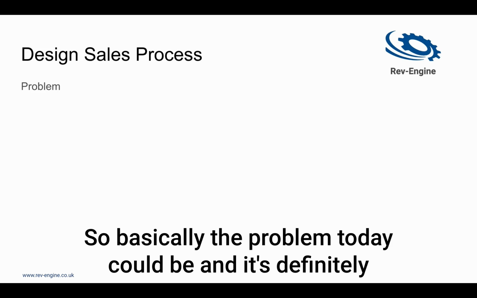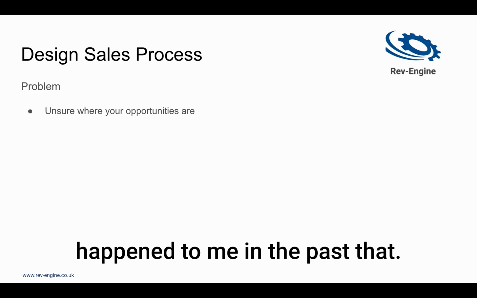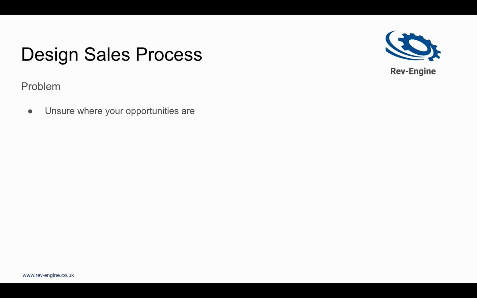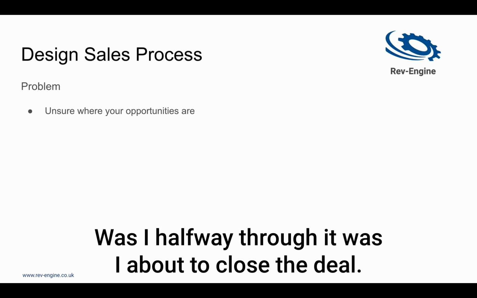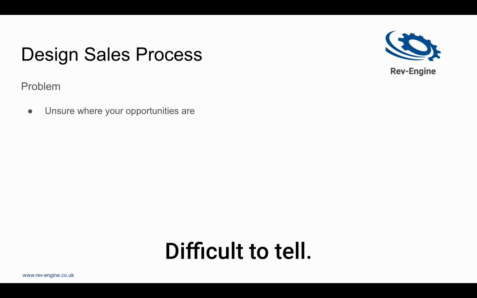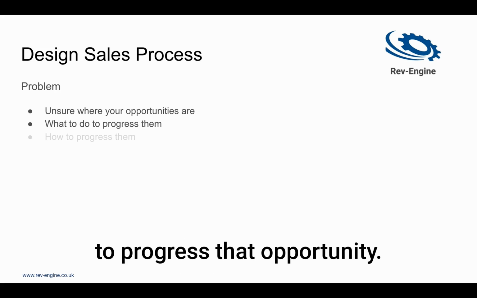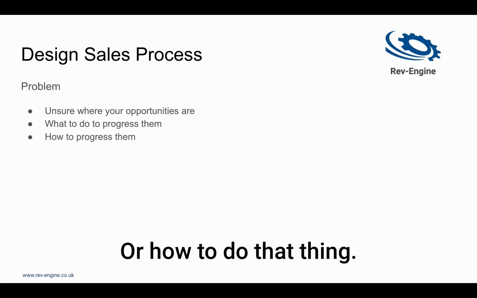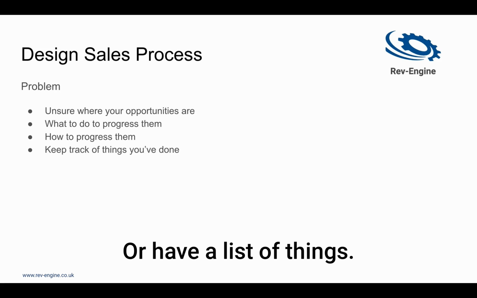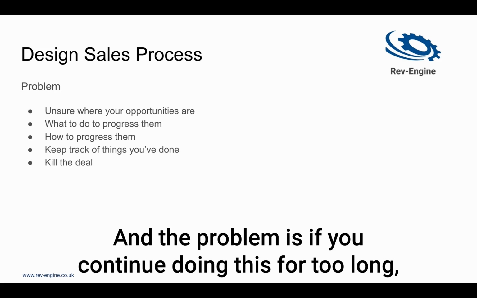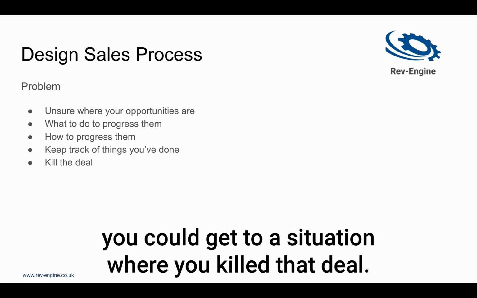Hopefully that makes sense. So basically the problem today could be, or it has definitely happened to me in the past, that perhaps I wasn't too sure of where my opportunities were in the sales cycle. Was I halfway through it? Was I about to close the deal? Difficult to tell. And maybe you don't know exactly what you need to do to progress that opportunity, or how to do that, or have a checklist to remind you to do those things. And the problem is, if you continue doing this for too long, you could get to a situation where you kill that deal.